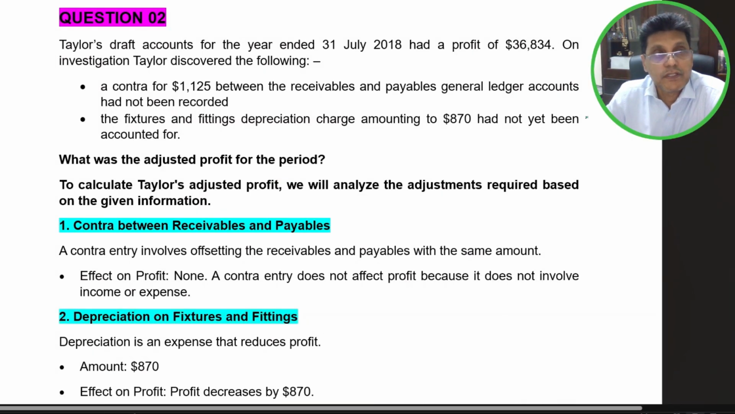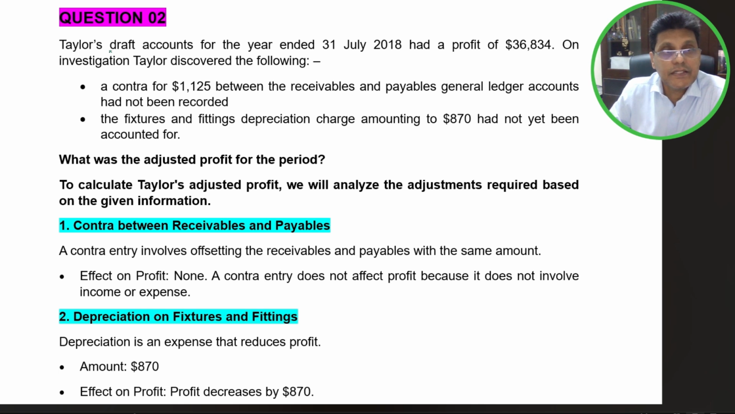Now let's move on to this particular question. Taylor's draft accounts for the year ended 31st July 2018 had a profit of $36,834. On investigation, Taylor discovered the following. A contra for $1,125 between the receivables and payables general ledger accounts had not been recorded.